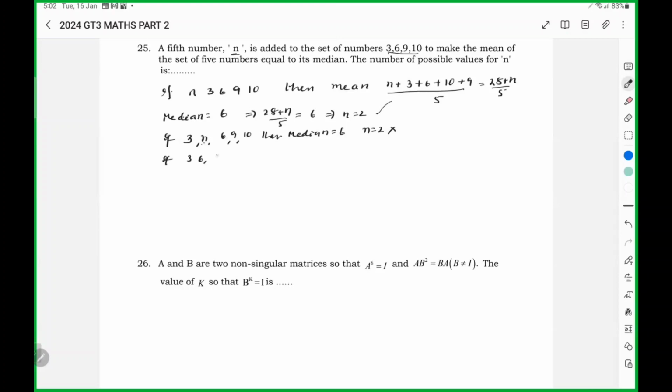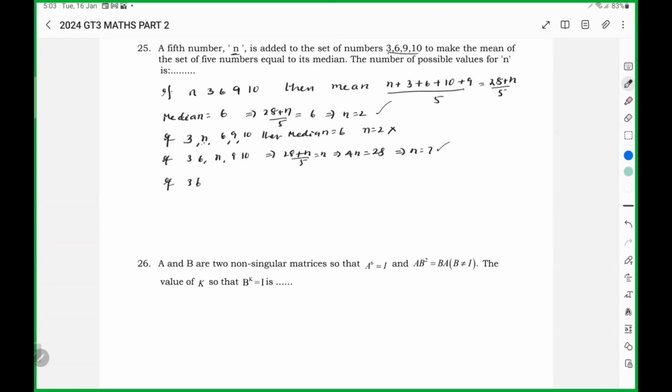If numbers are arranged like this, so (28 + n) by 5, 4n is 28, n is 7. It's a right possibility. 7 is in between 6.